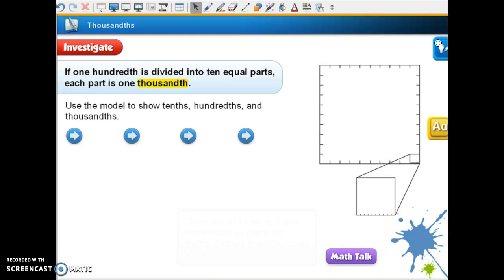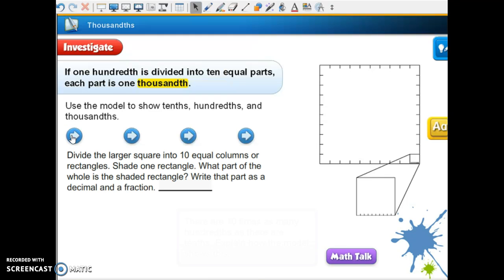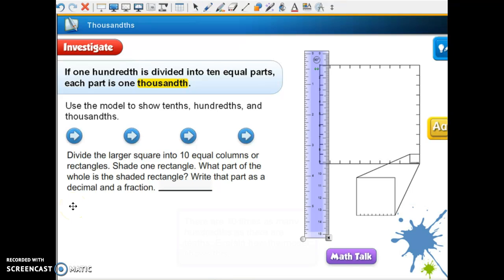Use the model to show tenths, hundredths, and thousandths. Divide the square into 10 equal columns or rectangles. Shade one rectangle. What part of the whole is the shaded rectangle? Write that part as a decimal fraction. So you're going to take your ruler and lay it on the square. You need to lay it against those marks evenly, and take your pencil and draw down the edge of your ruler.